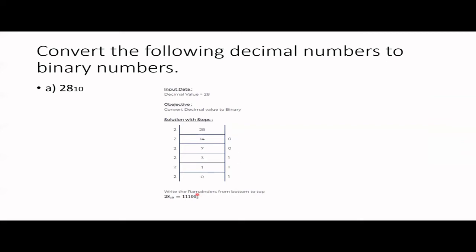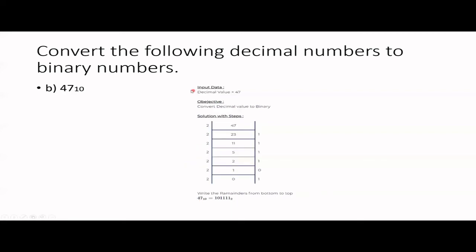Right? Never forget to put the base 2, because otherwise your answer is wrong. If you don't put a base, it's considered a decimal number. So this is 11100 and your answer is wrong. Don't go and ask the teacher, please give some marks for this, because that's wrong. If you don't mention the base, your answer is wrong. Okay.